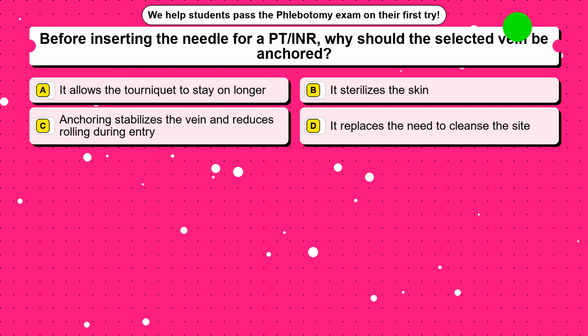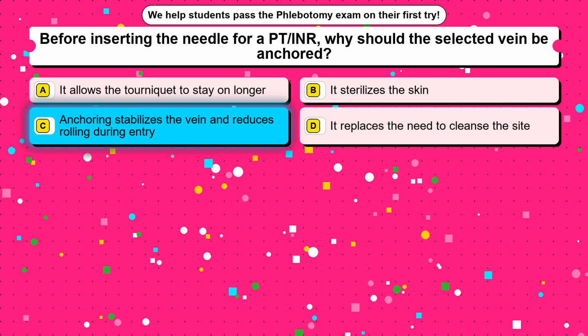Question 22. Before inserting the needle for a patient/INR, why should the selected vein be anchored? Option A. It allows the tourniquet to stay on longer. Option B. It sterilizes the skin. Option C. Anchoring stabilizes the vein and reduces rolling during entry. Option D. It replaces the need to cleanse the site.